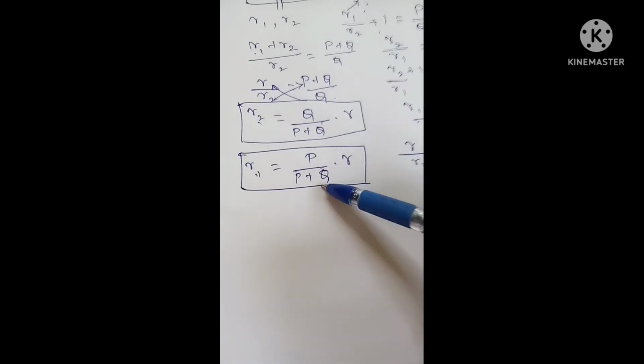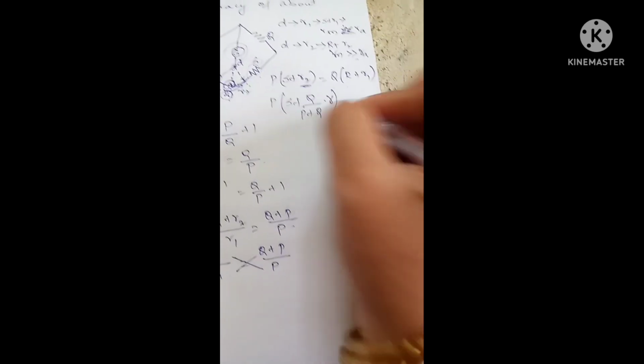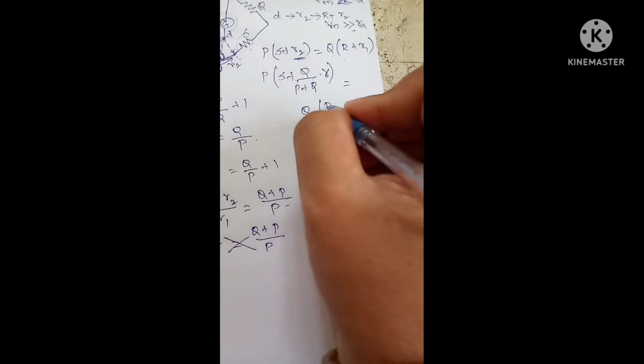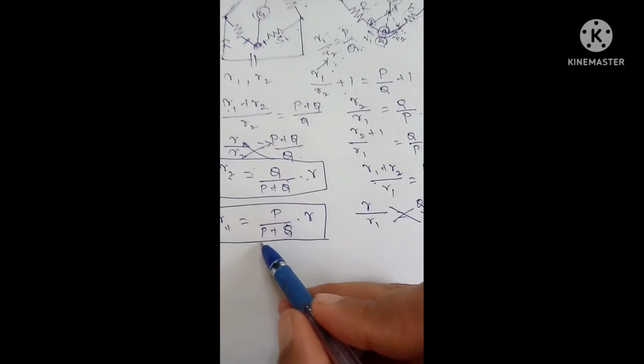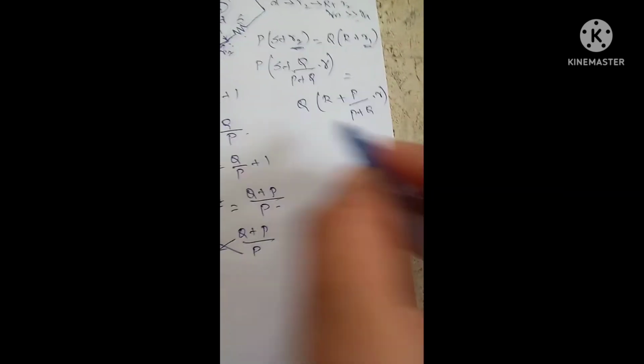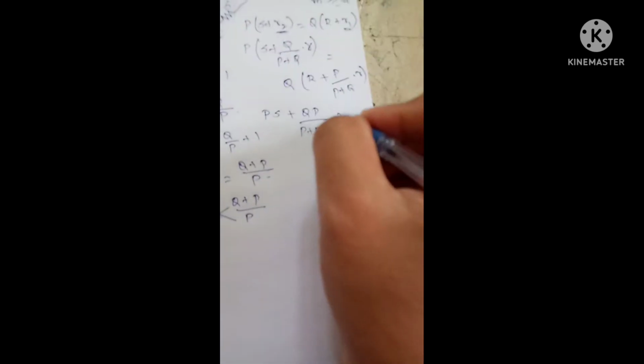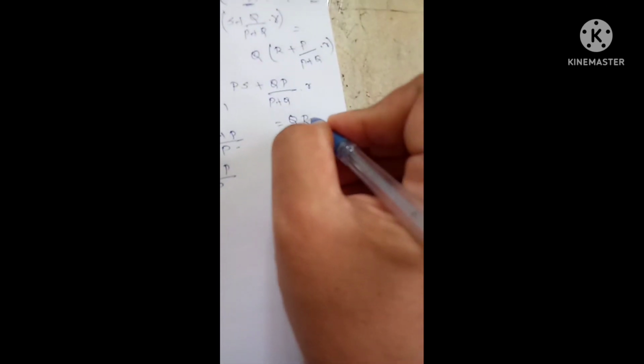So I have derived the values of R1 and R2 in terms of known values P and Q. Now let me substitute it over here. P into (S plus R2): instead of R2, I am going to replace this equation here. So S plus Q by (P plus Q) into R is equal to Q into (R plus R1), where R1 is nothing but P by (P plus Q) into R. Let me simplify: PS plus QP by (P plus Q) into R is equal to QR plus PQ by (P plus Q) into R.